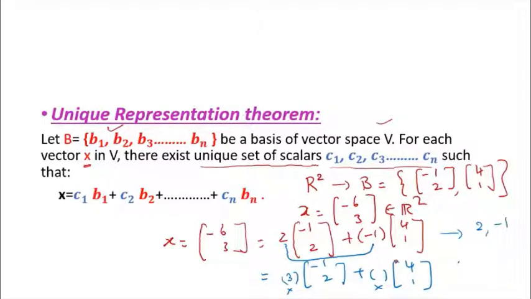What do you mean by that? Whatever scalars you use to write x as a linear combination of these two vectors, this set of scalars is unique. That is what is meant by the statement of this theorem. Every vector x can be written as a linear combination of basis vectors in a unique way. That means the set of scalars is unique.